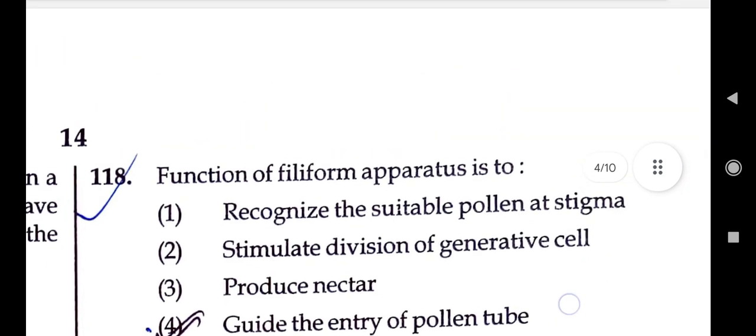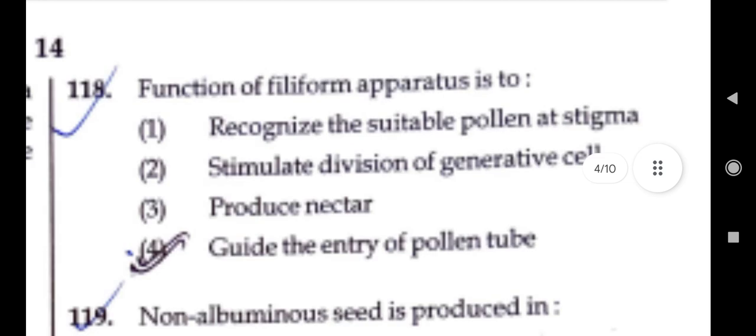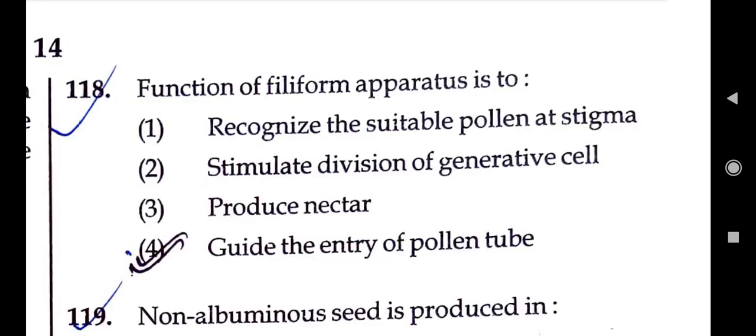118 number question. Okay, students. Function of filiform apparatus. What are the functions of filiform apparatus? To guide the entry of pollen tube, students. Option 4 is the correct option for 118 number question.